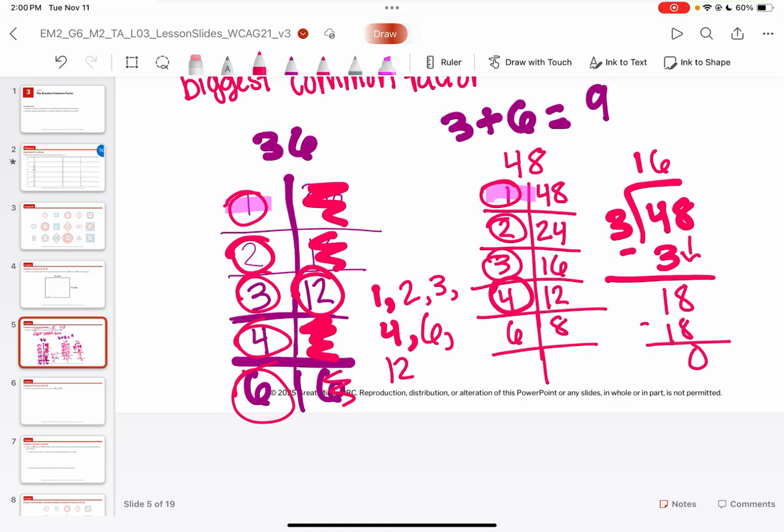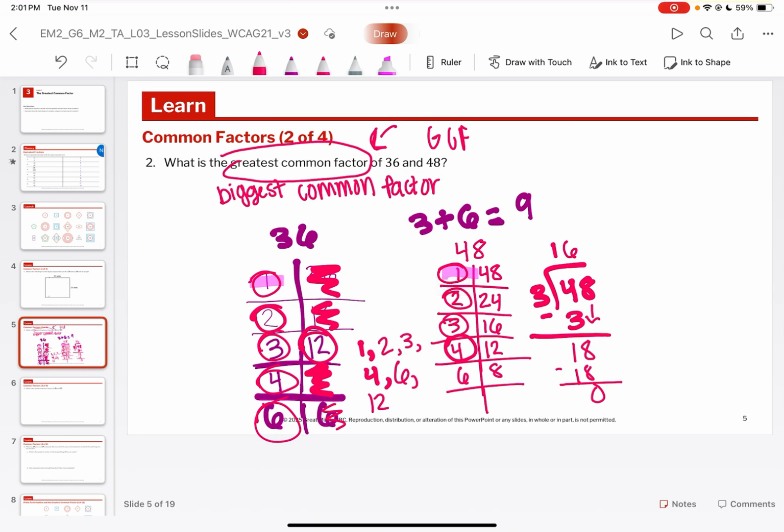Once I run out of numbers for 36, can I share any more factors? No, because I don't have enough numbers on one of my lists. Now, can I clearly see the greatest, the biggest factor 36 and 48 share? What number? 12. As my final answer, I can abbreviate it with GCF equals 12, and I box it in so that my answer is clear.